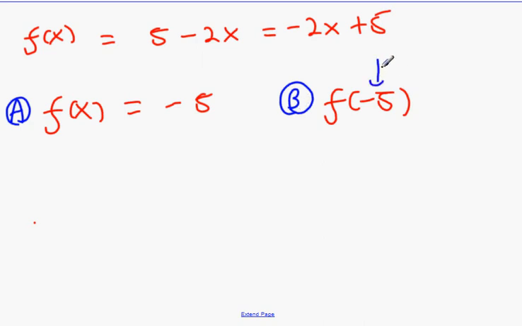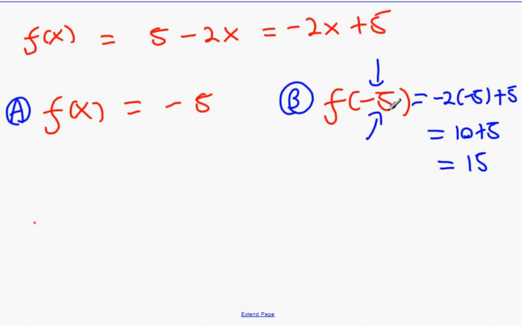Input is -5. This means it's going to be -2 bracket -5 plus 5. What's that going to get you? 10 plus 5, which is 15. This means find the output when the input is -5. What does this mean? This means the output is -5. Find the input.